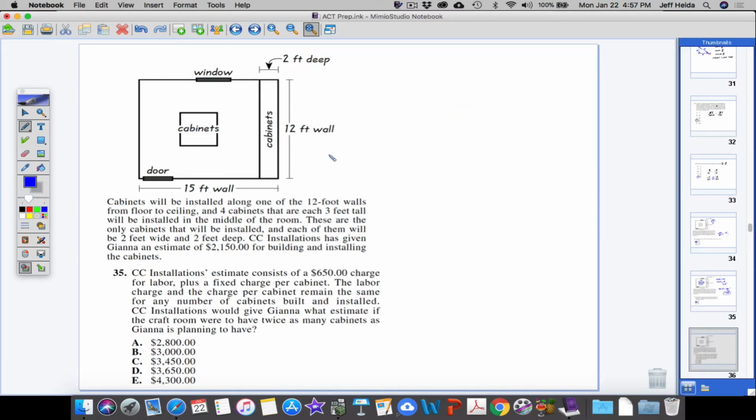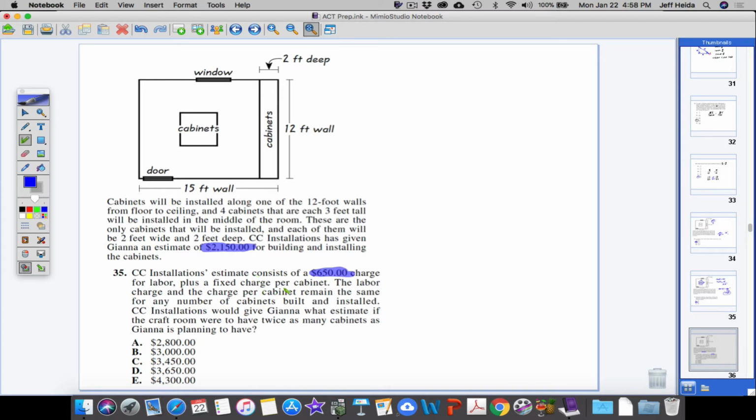Problem 35. So this is the third question dealing with this same diagram. And what they say here, let me just highlight a couple of things. So the total cost to install the cabinetry is $2,150. The installation costs $650 for labor, and the rest for the cabinets. Let's go ahead and read 35. CC Installation's estimate cost of a $650 charge for labor plus a fixed charge per cabinet. So that's the $2,150, $650 plus the cabinets.